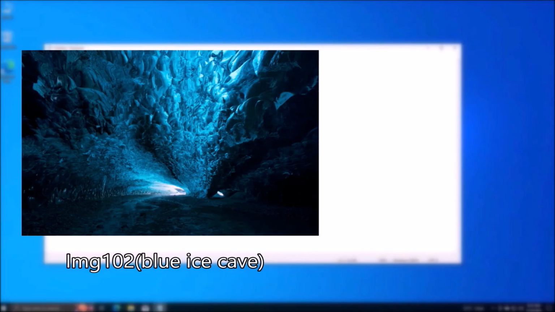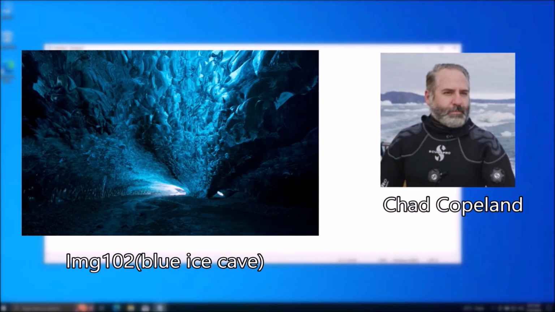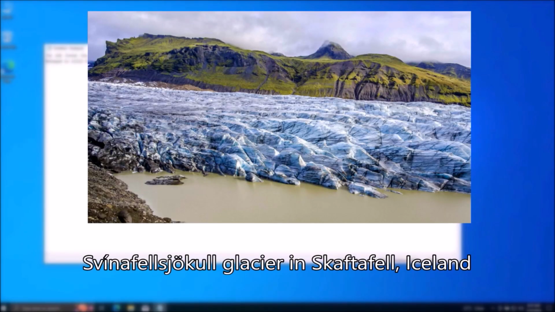Image 102, also known as the Blue Ice Cave wallpaper, is only available on install for lock screens and in Team Edition as a desktop wallpaper. It was created by National Geographic photographer Chad Copeland in a really beautiful and rare cave formation, which is a part of the S.E. Mathilsdal Glacier in Skaftafell, Iceland.